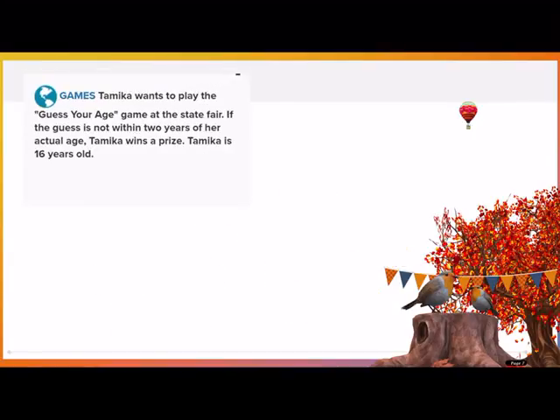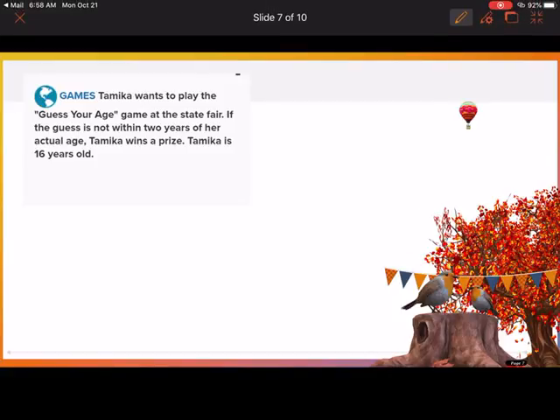Okay, so Tamika wants to play the Guess Your Age game at the state fair. If the guess is not within 2 years of her actual age, Tamika wins a prize. Tamika is 16 years old. So they want us to write an absolute value equation. So remember I said we're going to have x minus something, and here we're going to say minus 2 because that's what we're looking at, 2 years of the age, and she's 16.